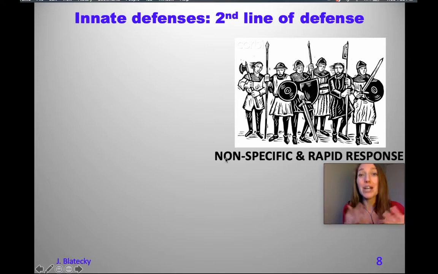So things to bear in mind. I described them as being non-intelligent before, maybe not the smartest soldiers around, because their defenses, their attack is non-specific in nature. So perhaps our analogy fails a little bit here, but we're going to run with it. The fact that it's a rapid response works great with this analogy, right? These soldiers are there all the time, ready to go.